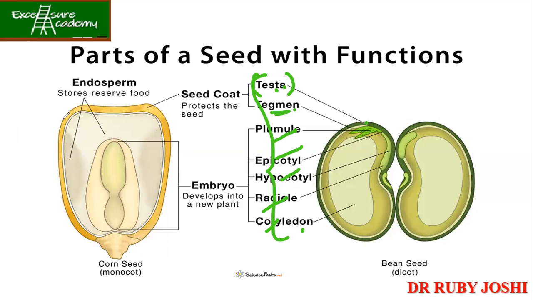Only one seed coat is present. Only a single cotyledon is there, and here you have got the seed coat. Okay, seed coat is there. Now this is the endosperm.